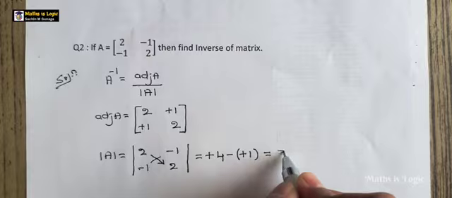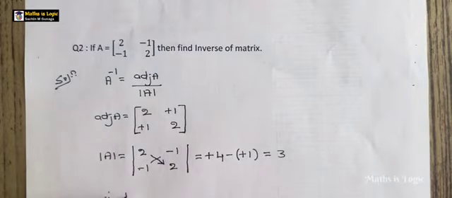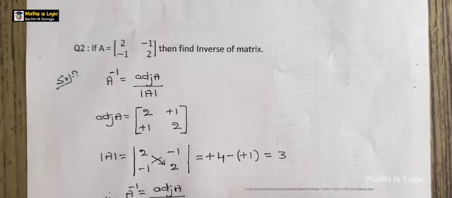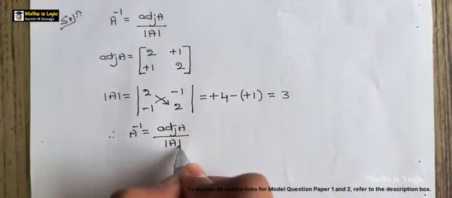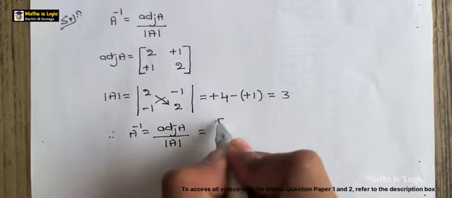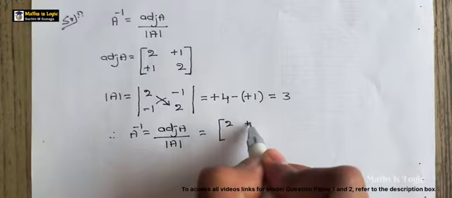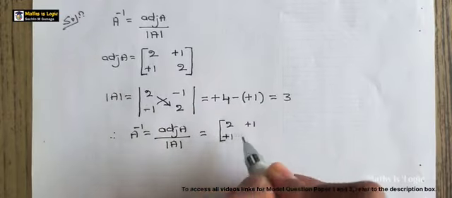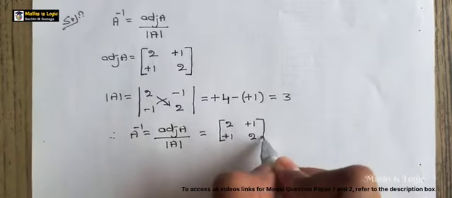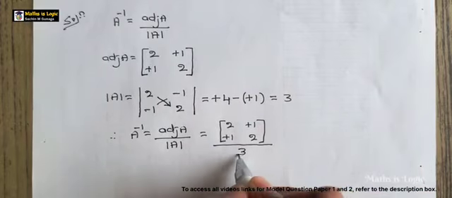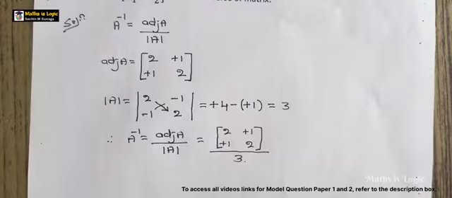Therefore write here 3. Therefore A inverse is equals to, formula is adjoint of A divided by determinant of A. Now substitute adjoint of A value. What is that? 2 plus 1 plus 1, that is 1 2, divided by determinant of A value, how much? 3. So this is the answer.